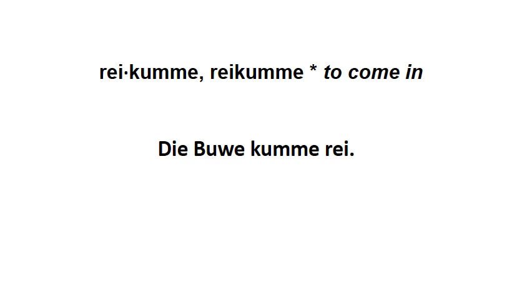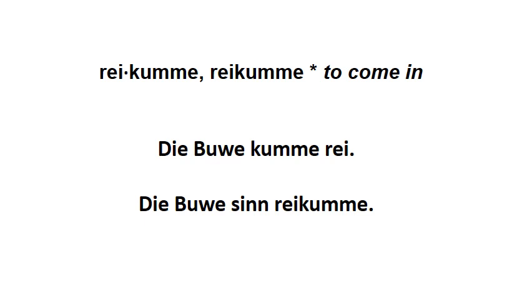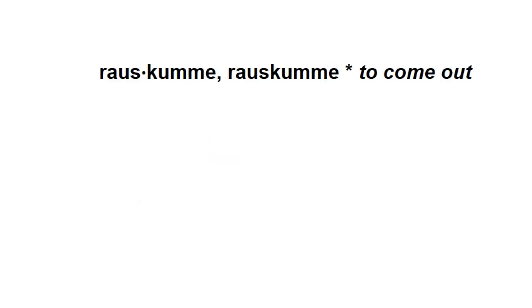Die boeven komma rai. That means the boys come in. The boys are coming in, or the boys do come in, or the boys come in. It's present tense, so the prefix moves to the end. But let's say we had the past tense. Die boeven zijn rai komma. The boys came in, or the boys have come in, any of those things. Remember, the rai doesn't separate out in the past tense, just the present tense.